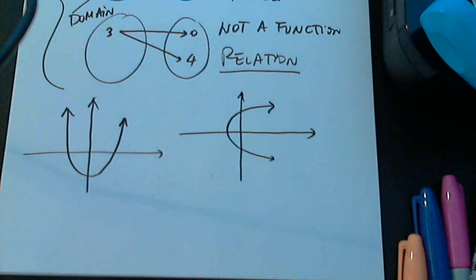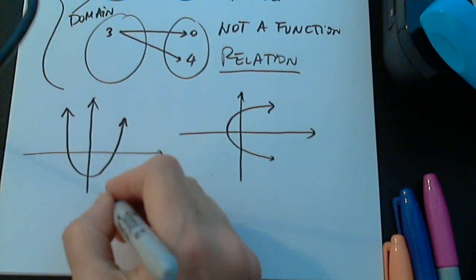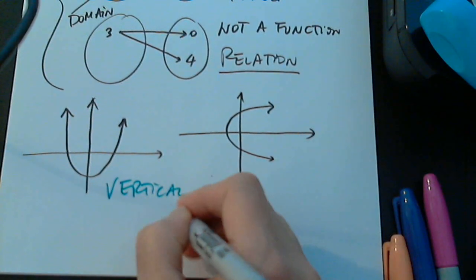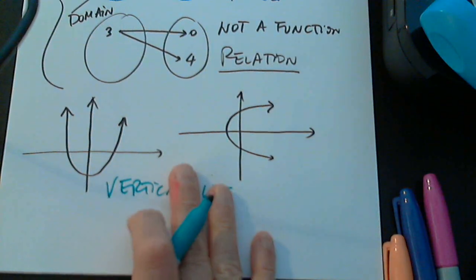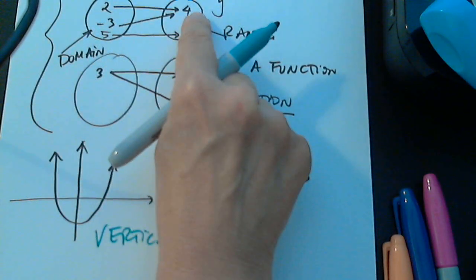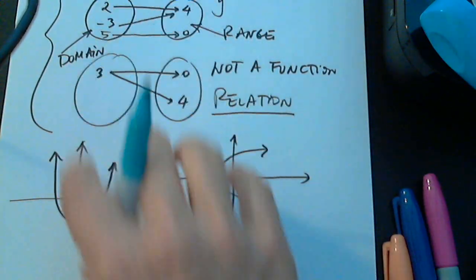And let's suppose we're asked to identify which graph represents a function. Well, we have a method, and the method is called the vertical line test. The idea is the same: for each x value, only one y value.